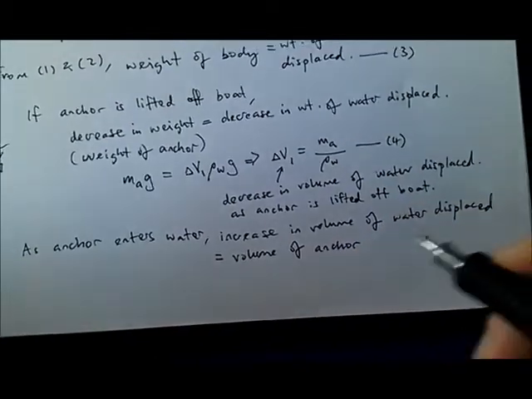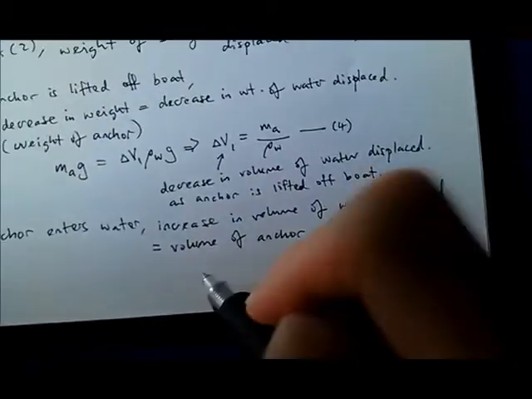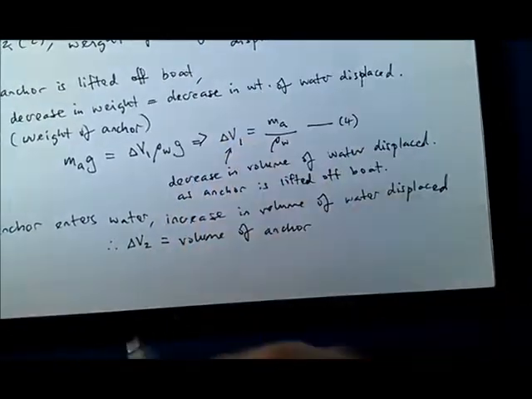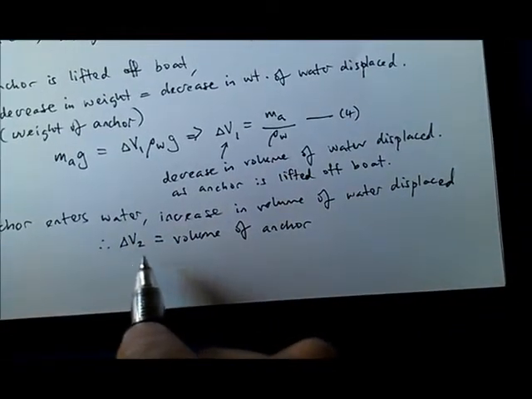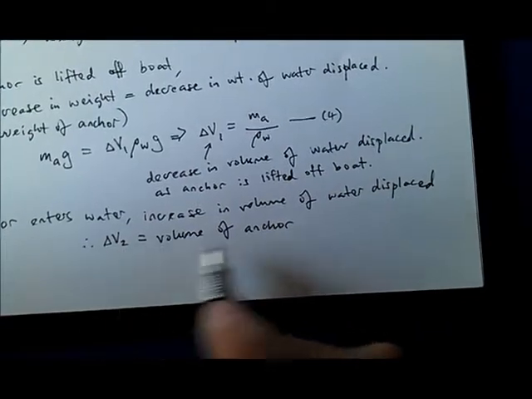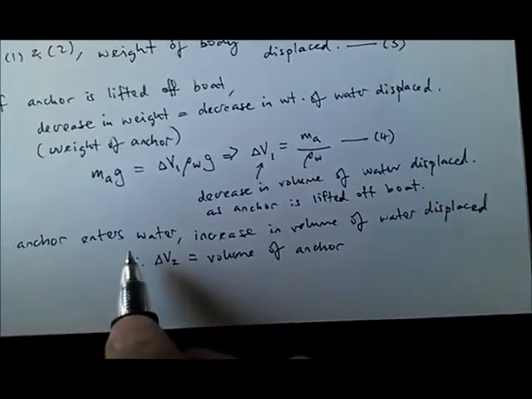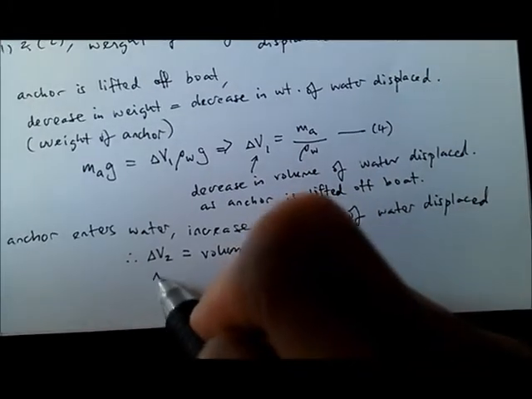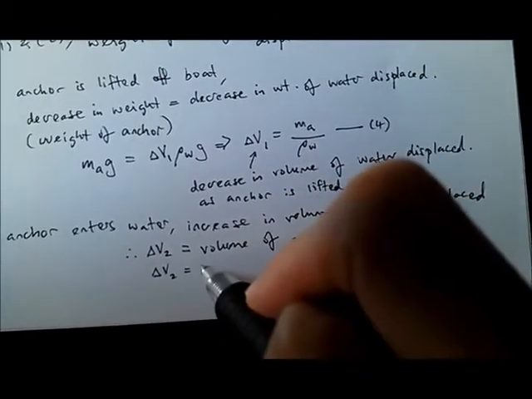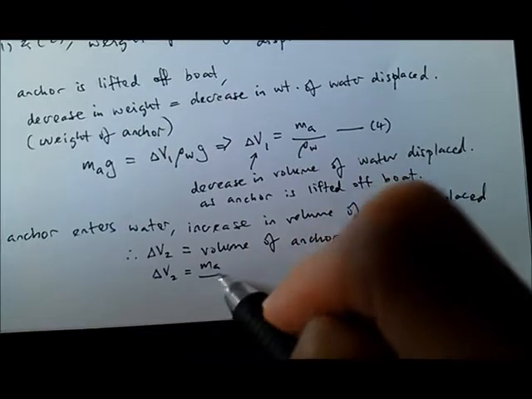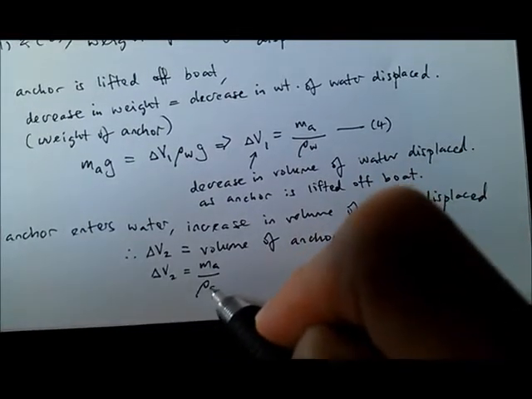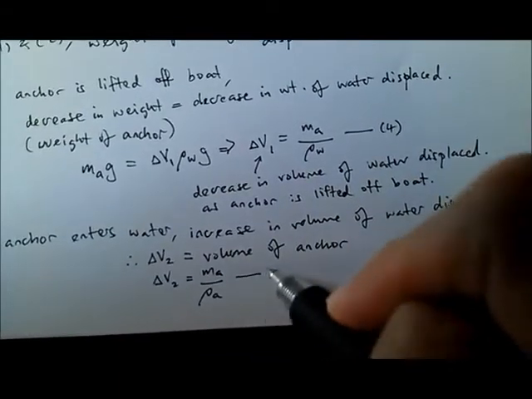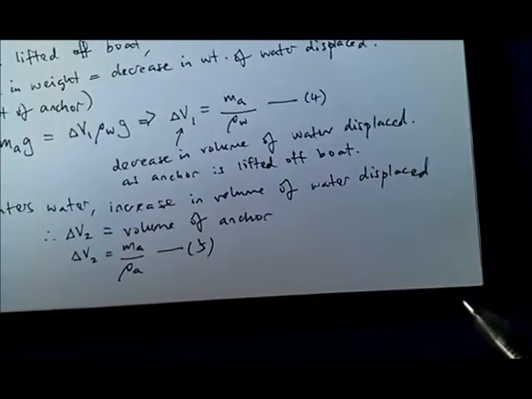I'm going to call this increase in volume of water displaced delta V2. So this represents the increase in the volume of the water displaced as the anchor goes into the water. How do you find the volume of the anchor? Volume is nothing more than the mass of the anchor over the density of the anchor, which is likely to be made of metal such as steel. So let's call that equation 5.